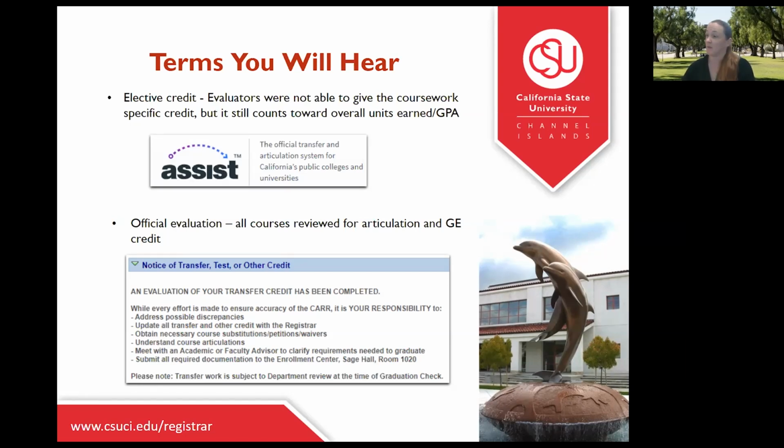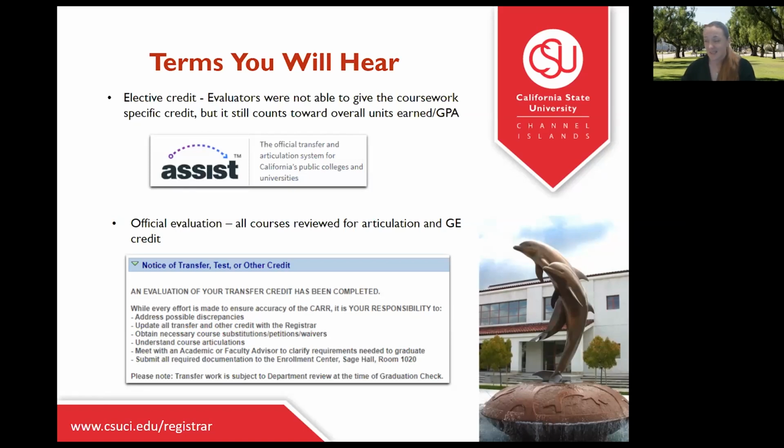Once an official evaluation has been completed by the registrar's office, you will be notified via email to your university email address. So be sure you're checking that. Then a new message will appear in your card. It will replace the one that we showed you before. So this one lets you know that an evaluation of your transfer credit has been completed.